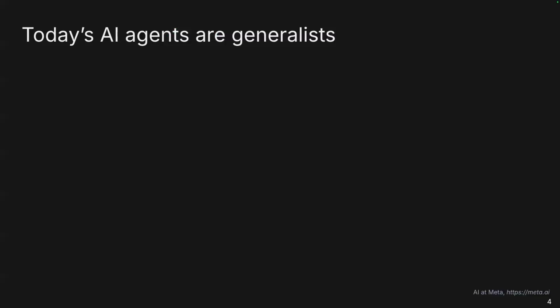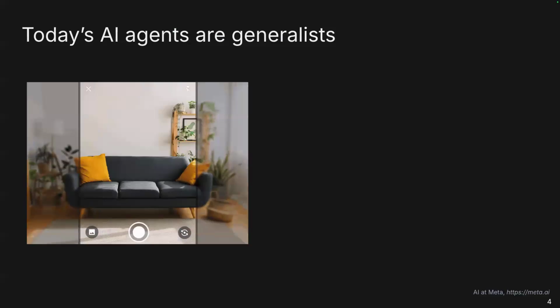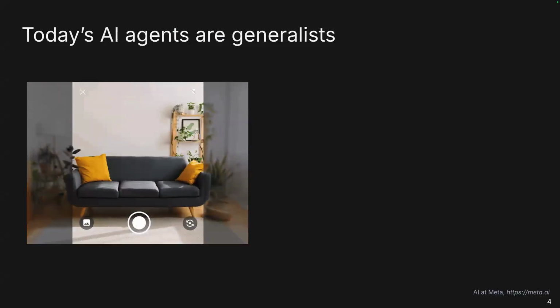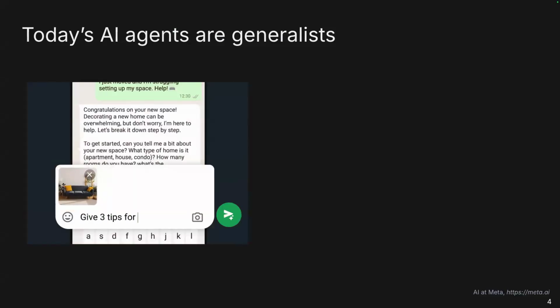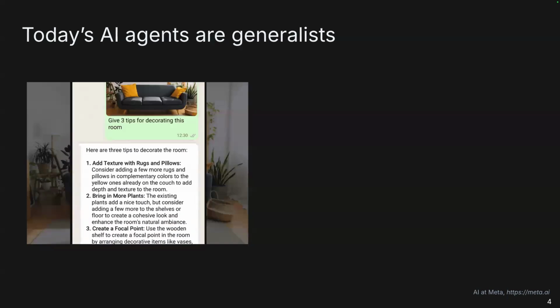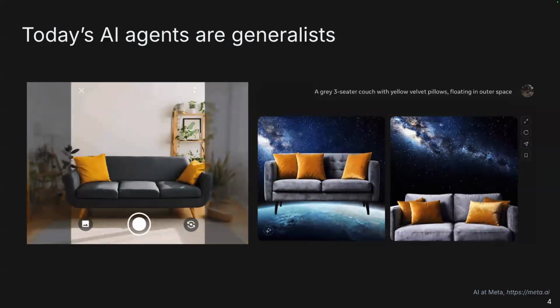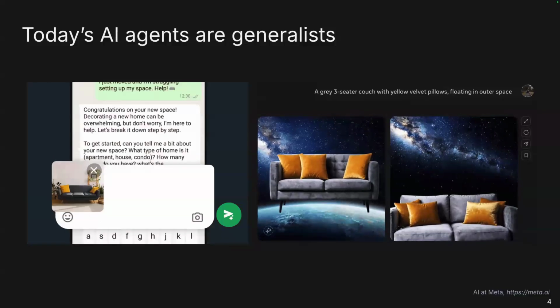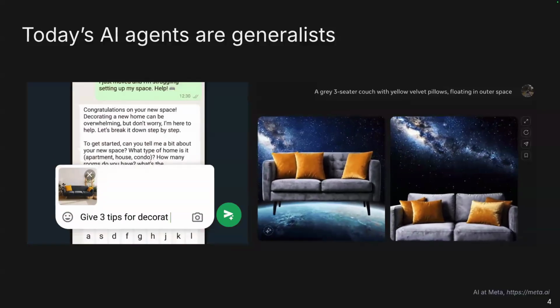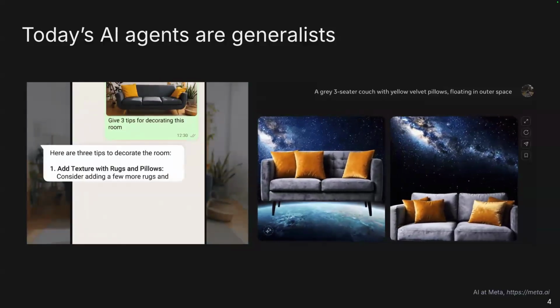So the AI agents that we have today, we're all using them. They are these very generalist models. For example, this is a model from Meta AI where you can snap a photo with your phone and ask a question, for example, on how to decorate your room. And it will give you some pretty reasonable suggestions that match the question and the image that you took. We also have very powerful video models where you can prompt them with a text prompt and it's able to generate high fidelity videos that match the text description that you requested.